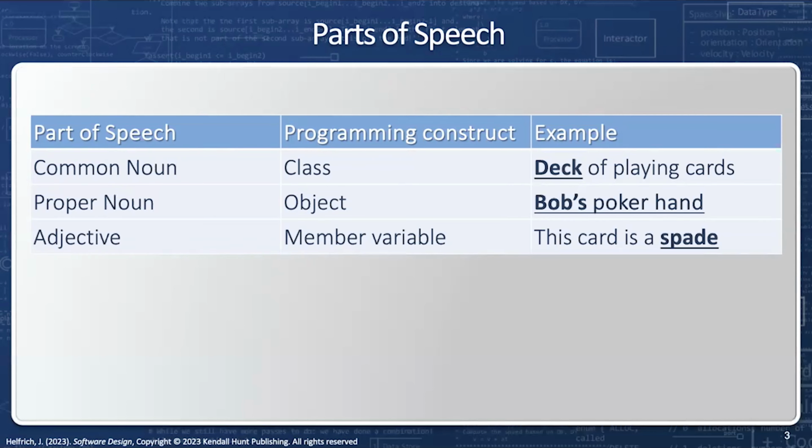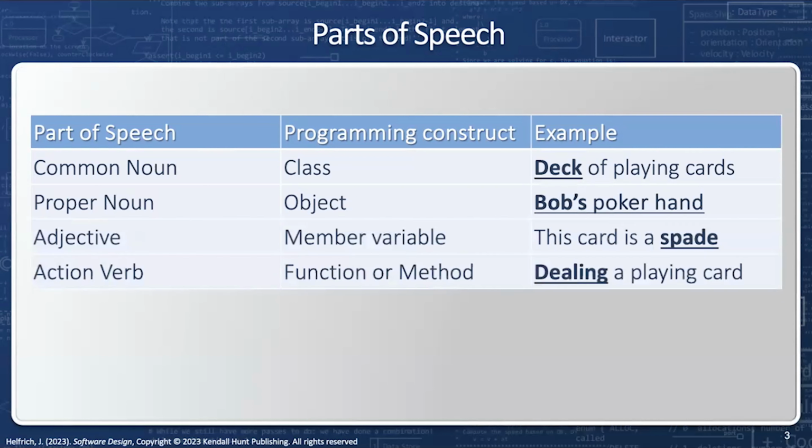An adjective is usually a member variable. This card is a spade. So a card would be a common noun or a class. It's going to have an attribute called a spade. An action verb is a function or method: dealing a playing card, quitting the program, saving a file. These are normally functions or methods.